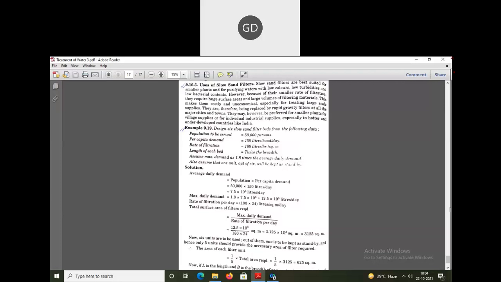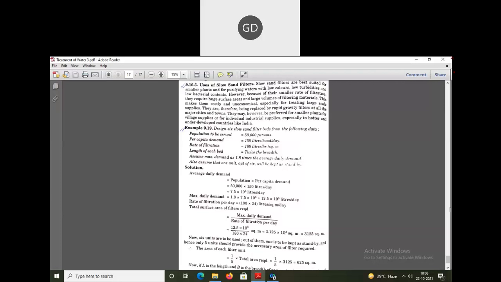The length of the bed is twice the breadth. Assume the maximum demand as 1.8 times the average daily demand, and also assume 1 unit out of 6 will be kept as standby. So you are given to design six slow sand filters, and among the 6 units, 1 unit is kept as standby. If one unit becomes problematic, the other 5 units will work.